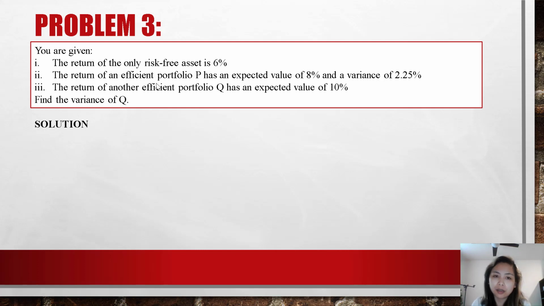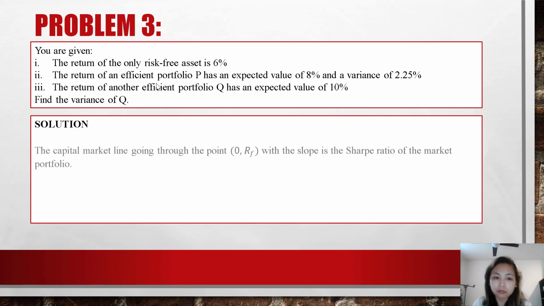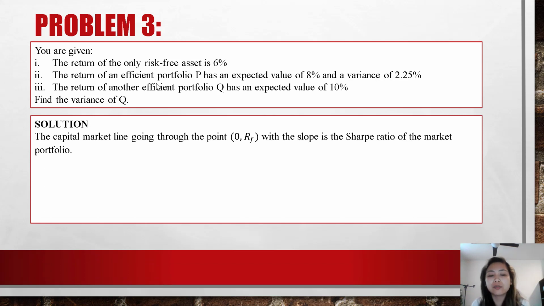The capital market line is a straight line that crosses the x-axis at the risk-free asset, where the slope of the line is the Sharpe ratio of the market portfolio, right? So the capital market line goes through the point (0, RF), where the slope is the Sharpe ratio of the market portfolio. The expected return of an efficient portfolio is equal to RF plus phi M sigma E, right?